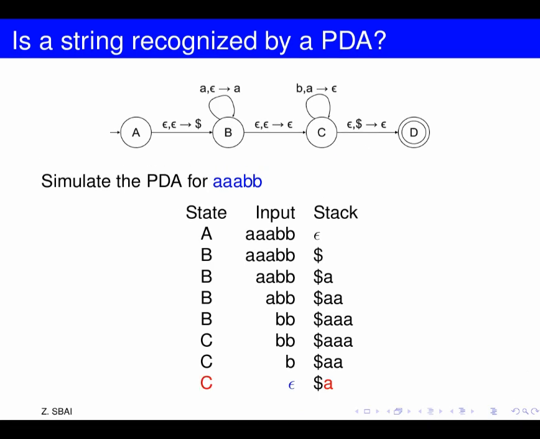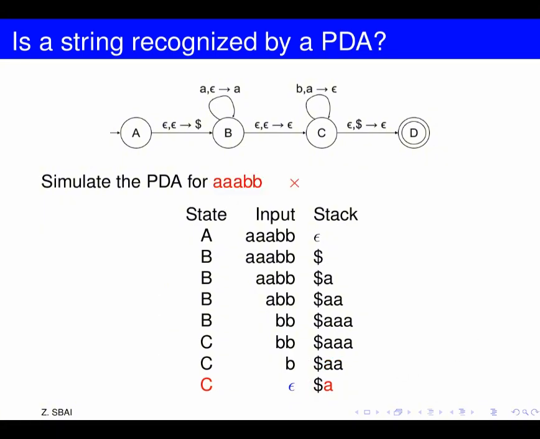Now, if we take this input, AAA double B, we will do the same. We will find here that when the input is finished, we still have another A on top of the stack. So we are blocked here in the state C. We cannot advance to an accept state, even if the input is completed. So AAA double B will not be accepted.